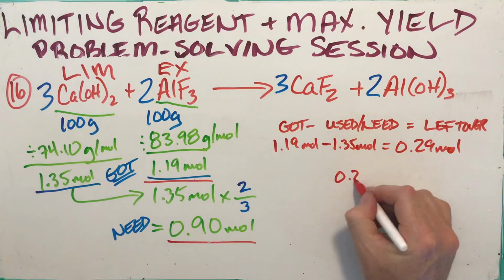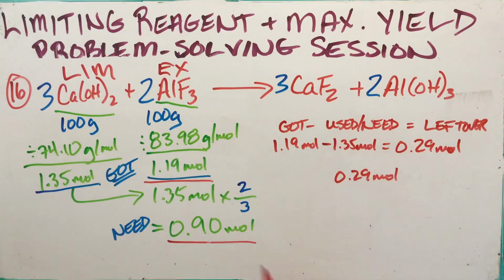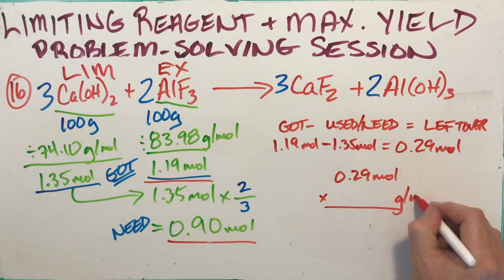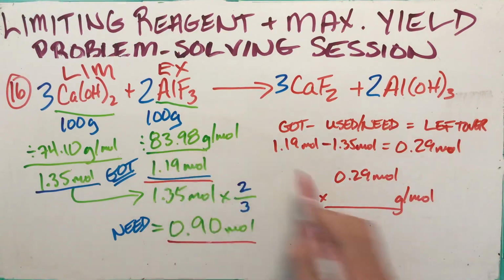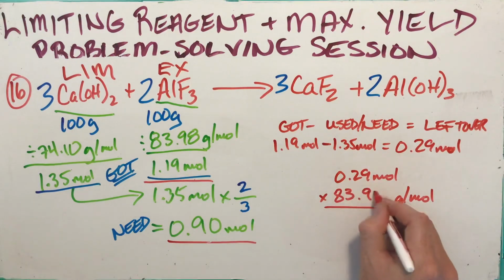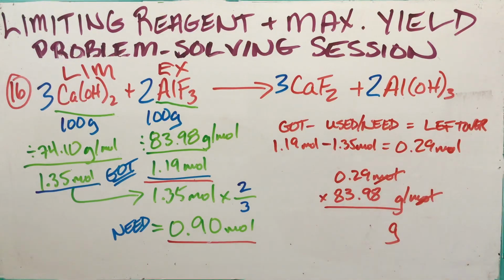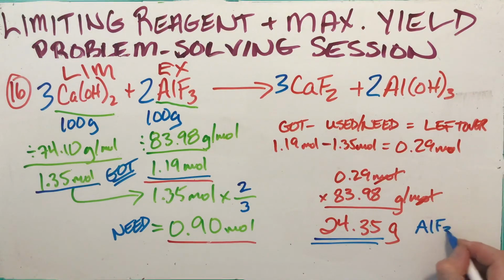I'll take that 0.29 moles of the aluminum fluoride, and I'll multiply by its molar mass, which, again, I already figured out right here, 83.98. The moles will cancel out. I'll be left with grams, and it will be 24.35 grams. So this is the mass of AlF3 that was unreacted.